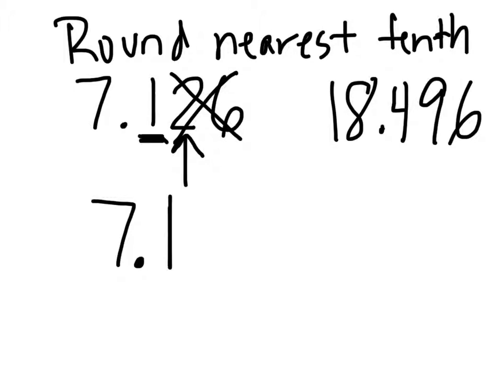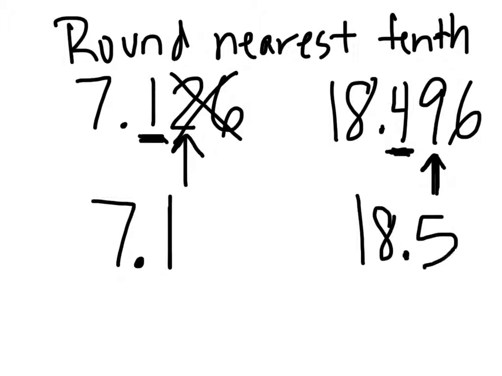The next problem is 18.496. I need to round the tenths place. So I'm looking at the hundredths place, which is right next to it. That number is a 9, which is greater than 5. So my 4 has to be bumped up to 18.5. I have rounded it up to 18.5. I no longer worry about any of the digits next to the tenths position.